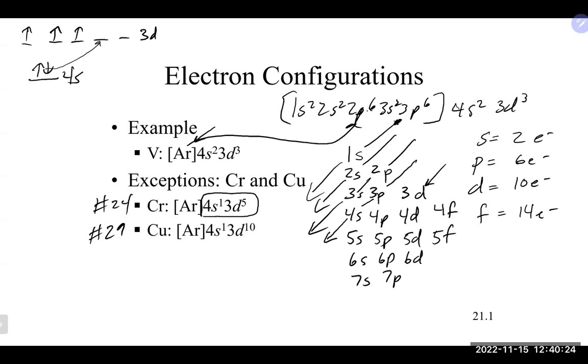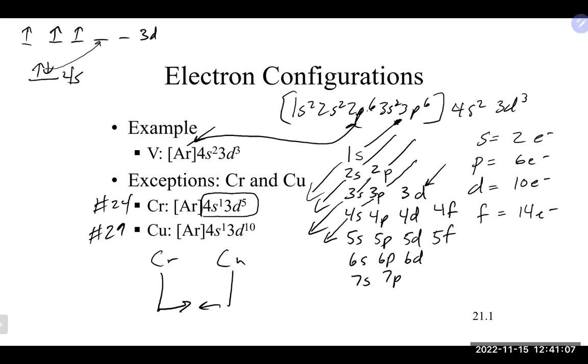What that does for chromium is maximize parallel spin, which is Hund's rule, and puts an electron in each of the d orbitals. And by doing that for copper, it also pairs up everybody in the d orbitals. In addition, if you go underneath copper and chromium on the periodic table, a lot of the elements in that region have these types of exceptions where they have an extra electron up in the d orbitals, and fewer electrons in the s. In fact, something like Pd there has no electrons in the s. They've all gone up to the d orbitals.